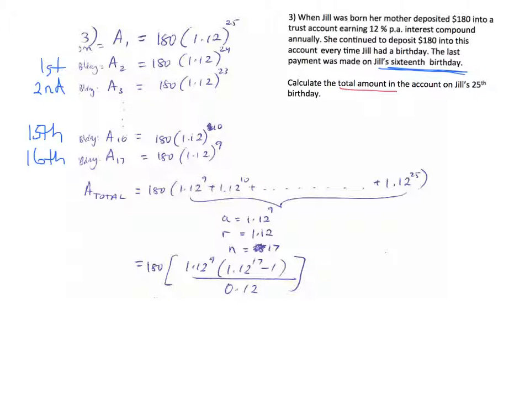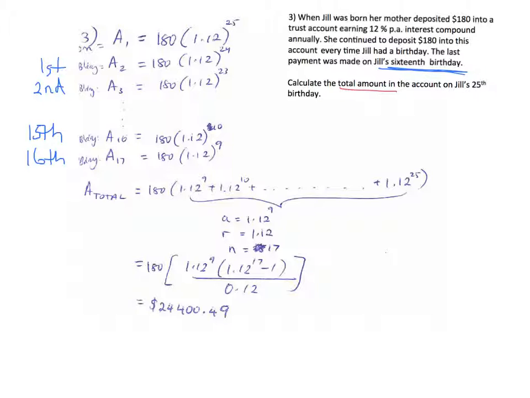There it is for A, and then we've got brackets R to the power of N minus 1 on top of R minus 1. And then just putting that in your calculator, you get an amount that's going to be the total amount that's in Jill's account on her 25th birthday.